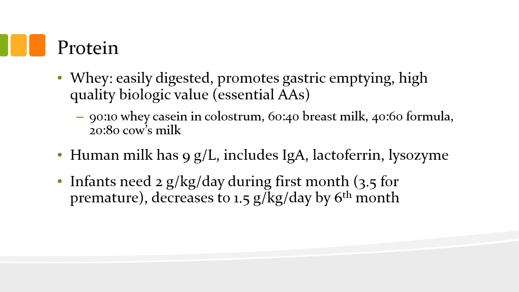Whey is the best protein, and the best sources of it in order of concentration are colostrum, breast milk, formula, then cow's milk. Newborns need 2 grams per kilo per day of protein, and premature newborns need 3.5 grams per kilo per day. By about 6 months, babies only need 1.5 grams per kilo per day.